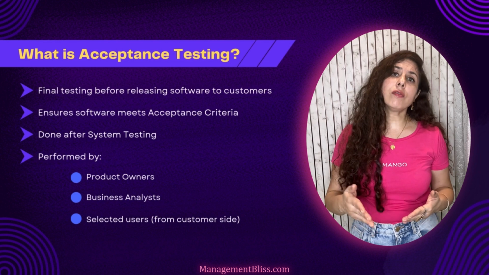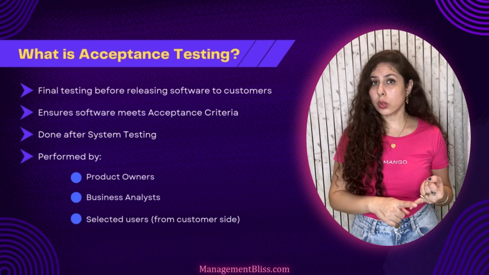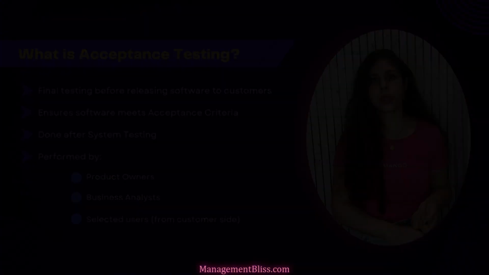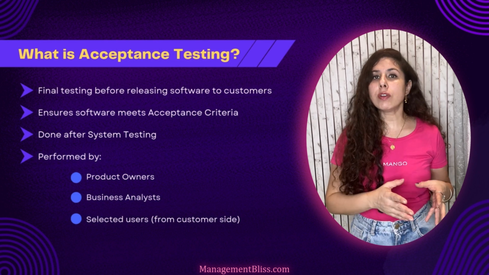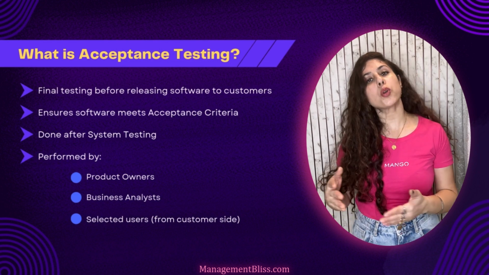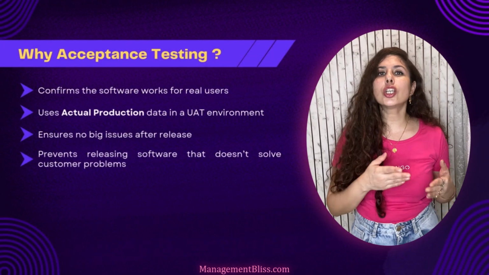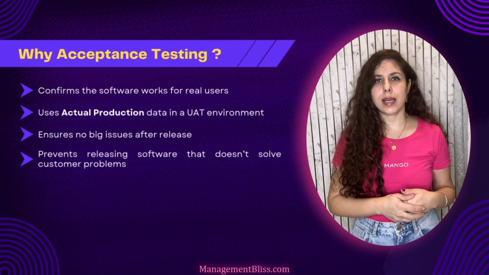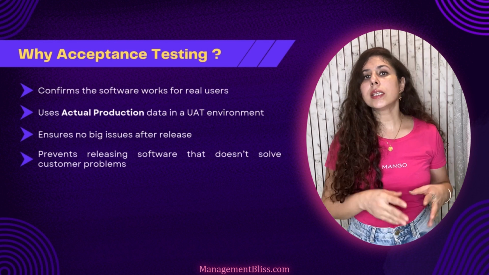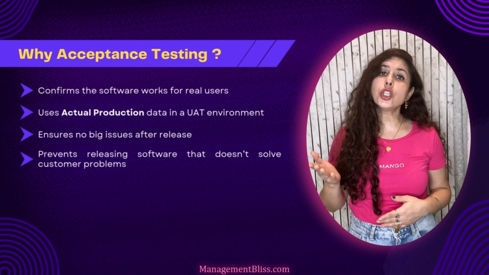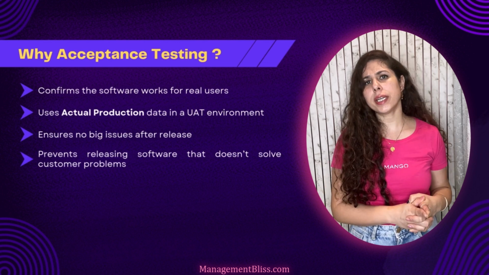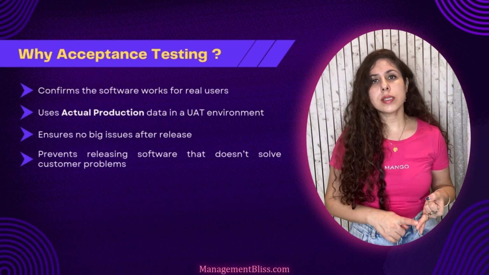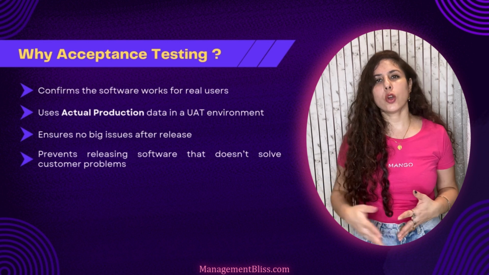Here, the testing will be done by stakeholders like the product owner, business analysts, and some specific users from the customers' side. Also, the data set that will be loaded into the system will be the production data. In system testing, the QA team tested the software with dummy data as per their understanding. But in acceptance testing, the software will first be deployed to the UAT environment and actual production data will be loaded to it. Then people like business analysts, product owners and customers will do some testing on it.